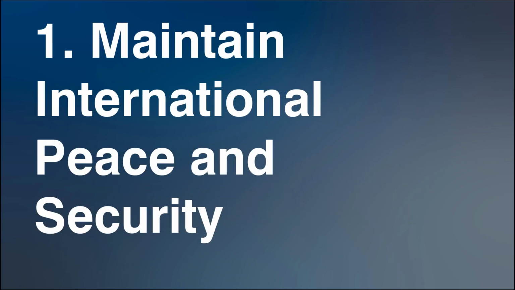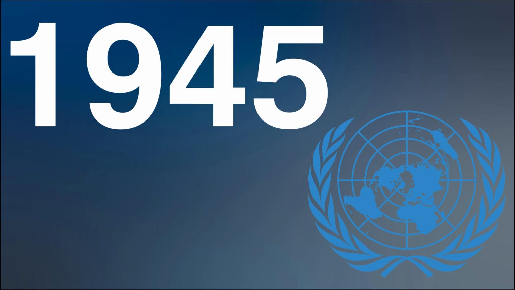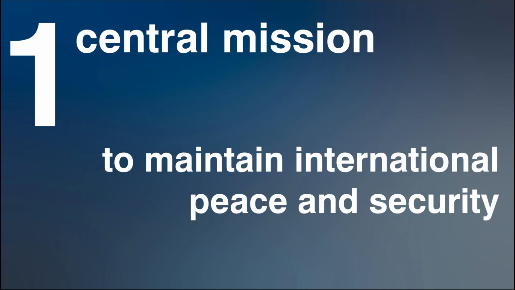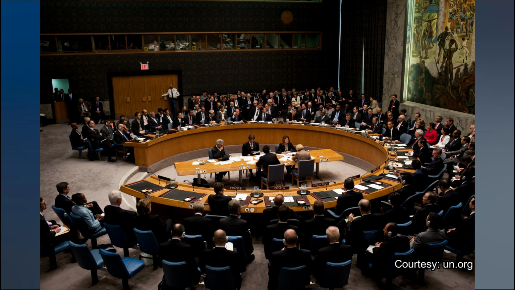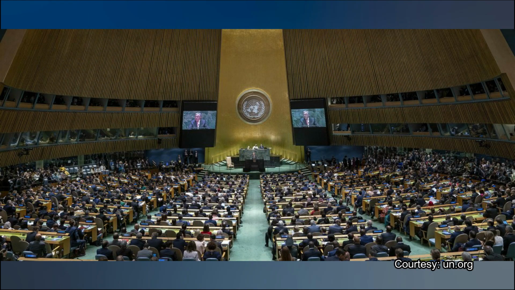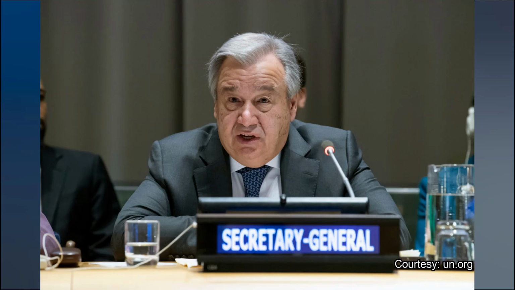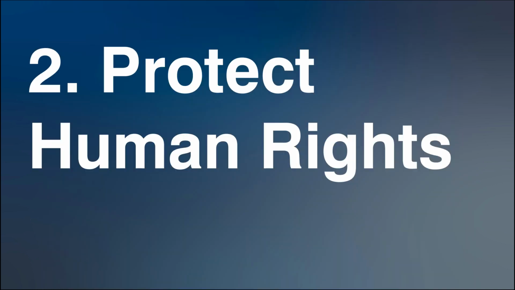First is to maintain international peace and security. When the UN was created in 1945, it was influenced by one central mission: to maintain international peace and security. The UN Security Council is primarily responsible for international peace and security, while the General Assembly works together with the Secretary General.